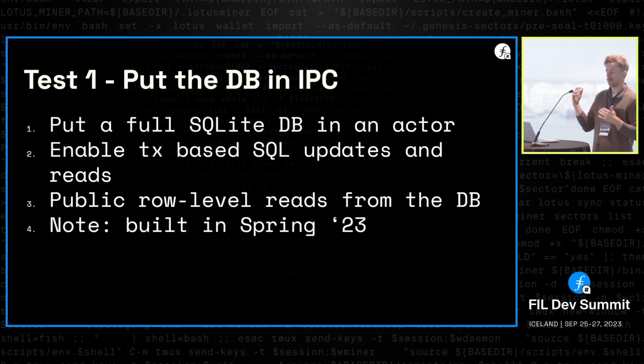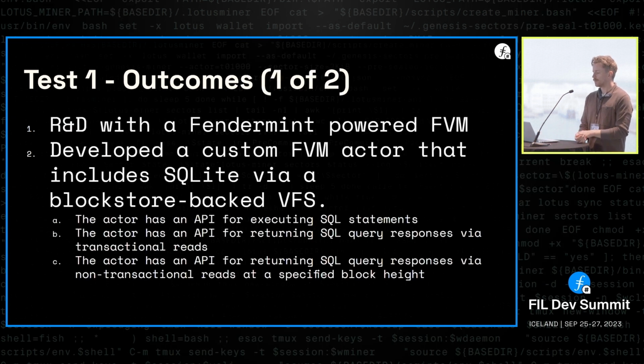So in Tableland, what we actually do is we run SQLite, and there were a lot of cool reasons why we did that. So we started asking the question, could we just run SQLite in IPC, or in actors that are running on an IPC subnet, and enable transaction-based updates to those databases in the subnet, and then allow you to just do public row-level reads from that database directly. So yeah, this is what we did in the spring.